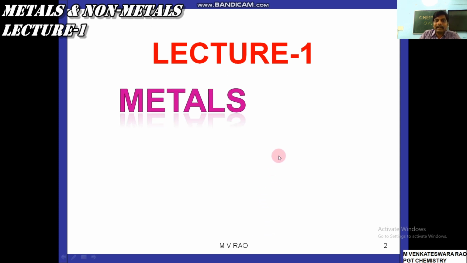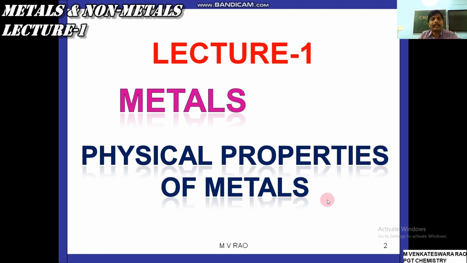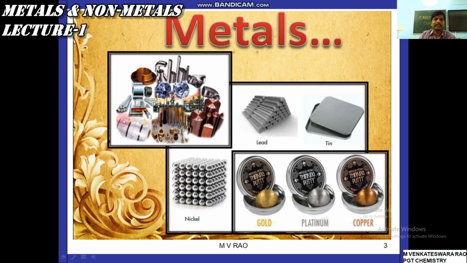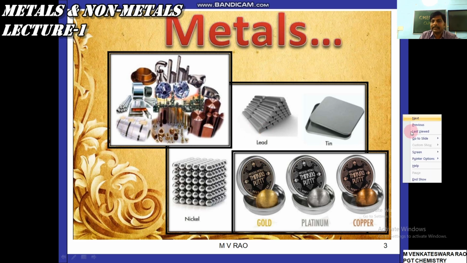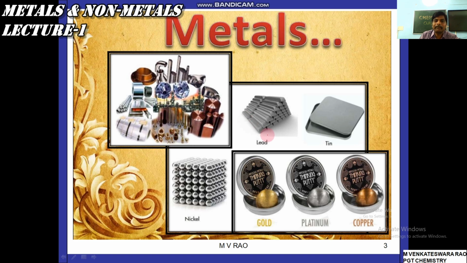That means what is meant by metal, some examples, and next physical properties of metals. About metals and physical properties of metals we will discuss. Now let us start with some metals. You can see here some examples given for metals. So what are those examples?